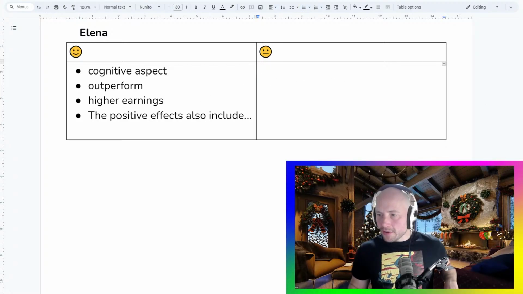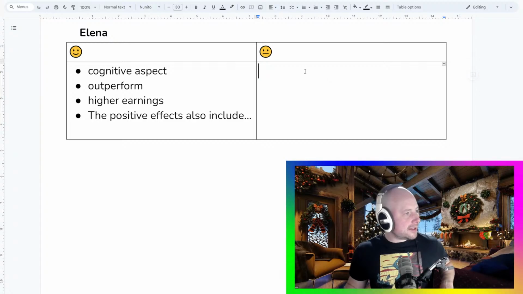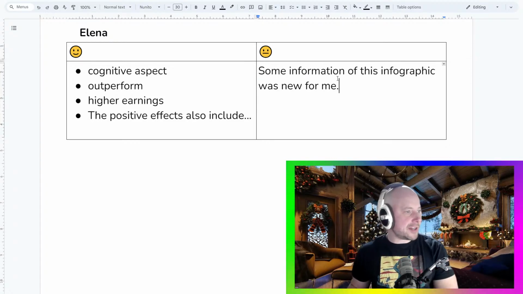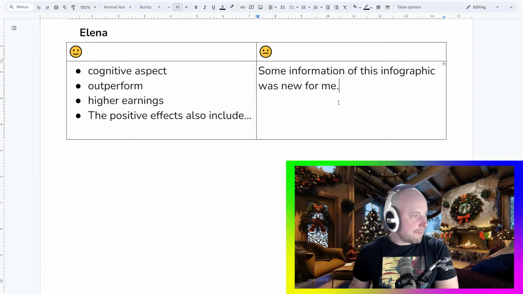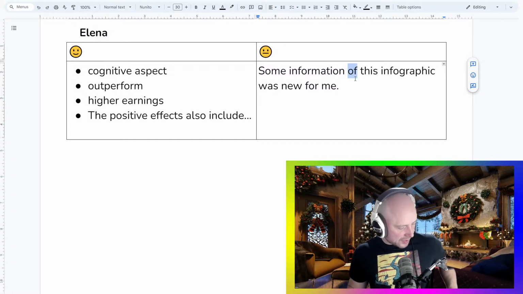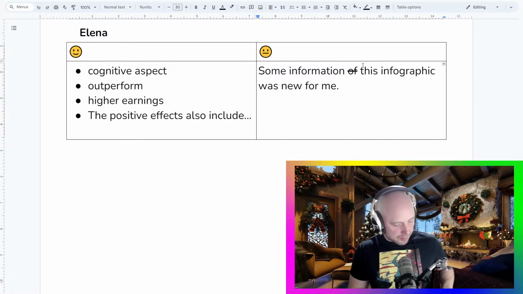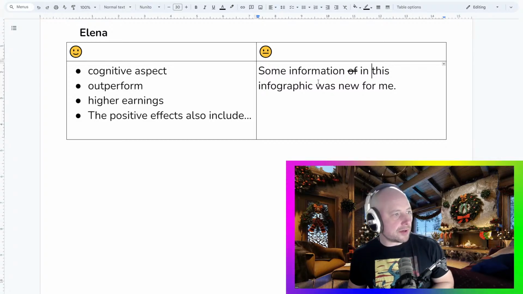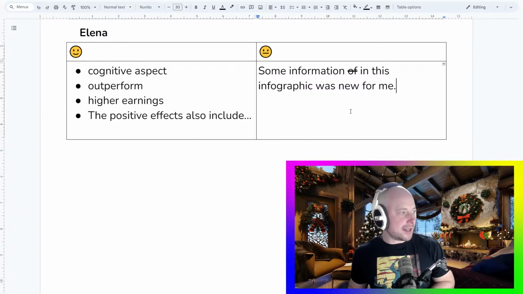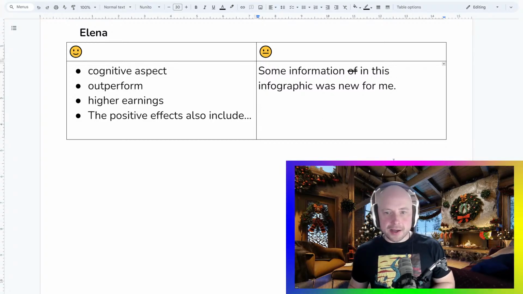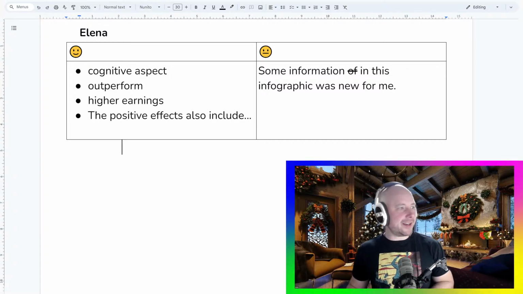And then talking about corrections, so we had this statement here where she said, "some information of this infographic was new for me." Just a very minor correction there. We're just going to zap that, and we're going to replace it with "in this infographic," and that's it. So, well done, Elena. It was really cool and excellent.